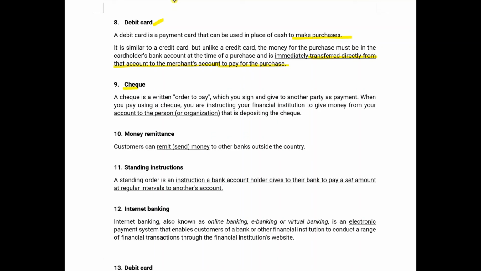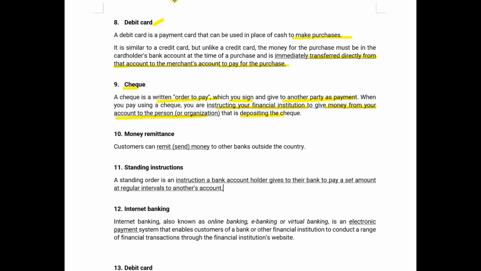A check is a written order to pay in which you sign and you give to another party as payment. Okay, so for example, we always mention issue check. When you issue a check to make payment, you are actually giving an order for the bank to make the payment to the person. So the person, when you issue the check to him, will present the check at the bank for payment. Okay, so you are instructing the bank to give money from your account to that person.